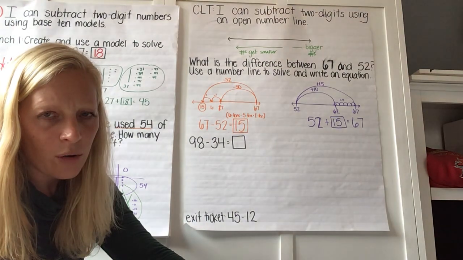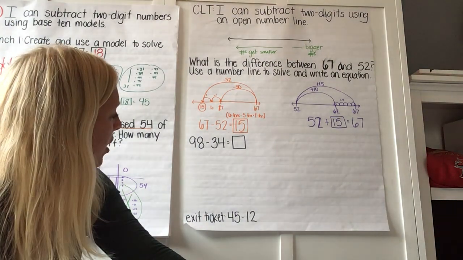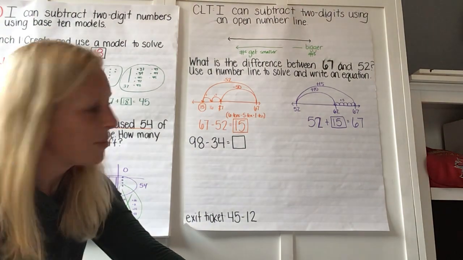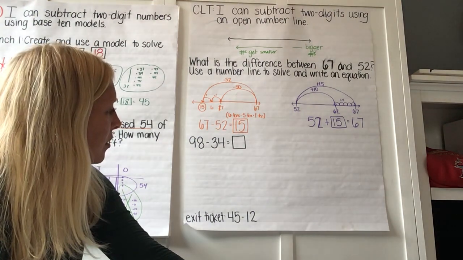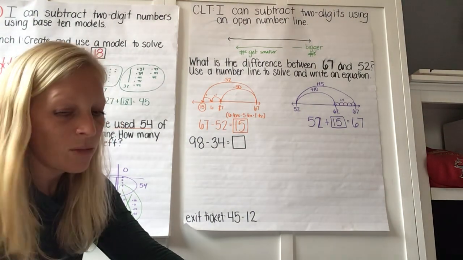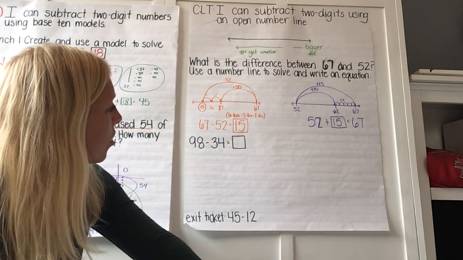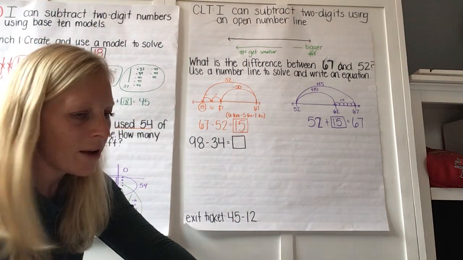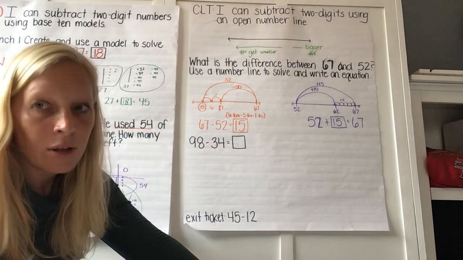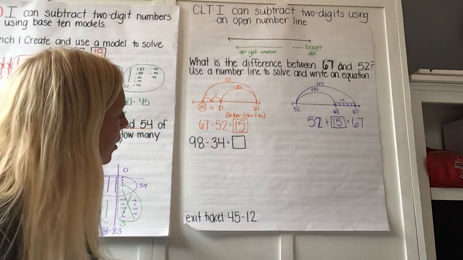How do you know that you need to make those jumps? Why are you making 3 jumps of 10? And then what other jumps are you making? 4 ones. Okay, and why 4 ones? Because that 34.